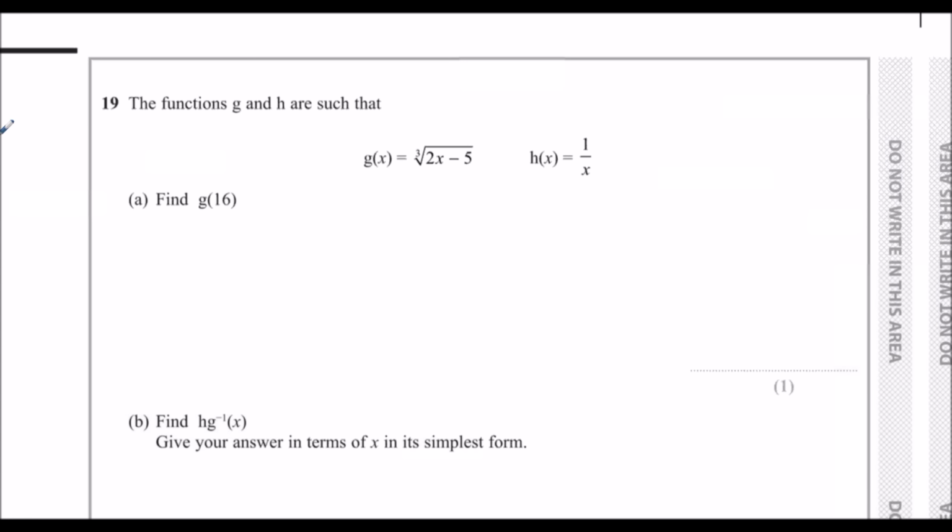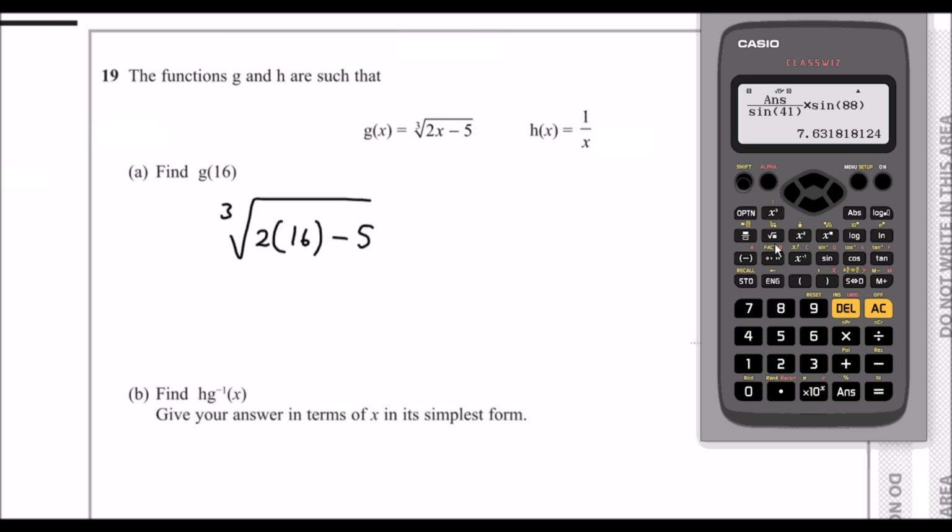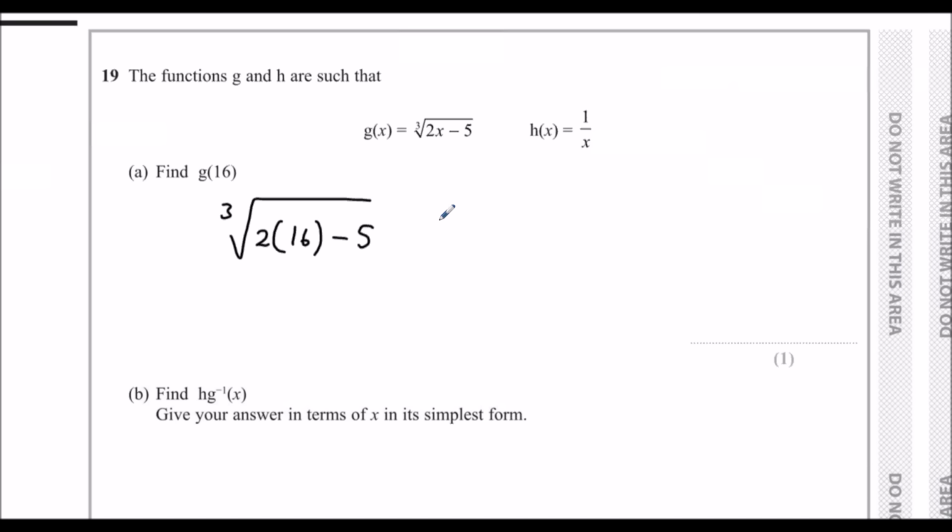Question 19. The functions g and h are such that g of x is the cube root of 2x minus 5 and h of x is 1 over x. Part A says find g of 16. So we're changing x into 16. We're substituting 16 into our g function. So that will be the cube root of 2 16s take away 5. So we can use the calculator. The cube root of 2 16s take away 5, which is 3.